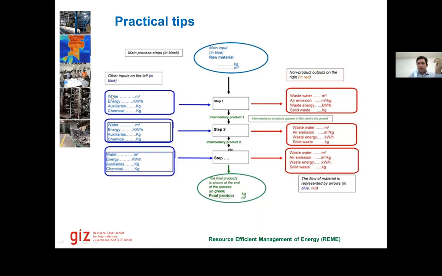On the left hand side, we have inputs in blue color. And on the right hand side, in red color, we have non-product outputs, or the wastages as we call them. So in this example, in step 1, there are water, energy, auxiliaries, and chemicals coming in. On the right hand side, we have wastewater, air emissions, waste energy, and solid waste. So this is how we show them. And if we put quantities there, you can see that units are also attached to them. If we put quantities here, we can already convert them into a mass balance as well as an energy balance.